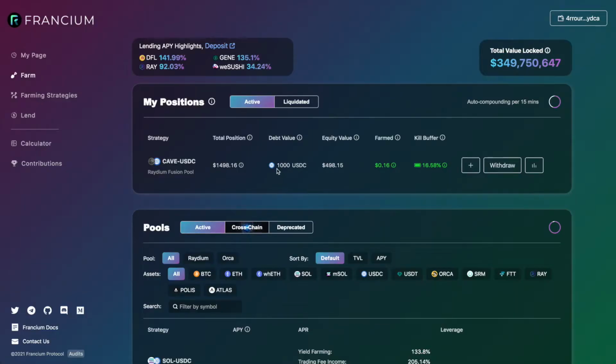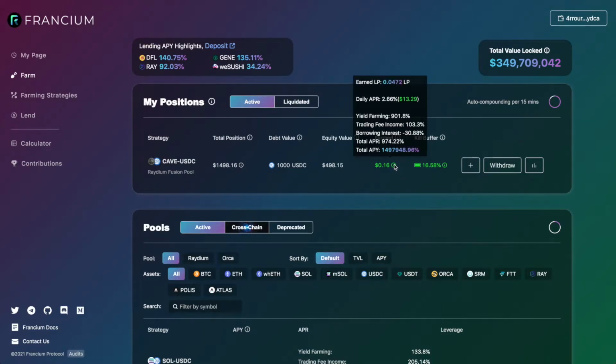So the idea is, even if you're exposed to that impermanent loss, say it goes up 5x and your equity value only goes up 3x, and you're wondering why it only went up 3x when Cave just went up 5x, the reason is impermanent loss. And by taking on that risk, you're being rewarded with APY. In this case, you can see I've farmed 16 cents since I put this position on, I don't know, 20, 30 minutes ago.